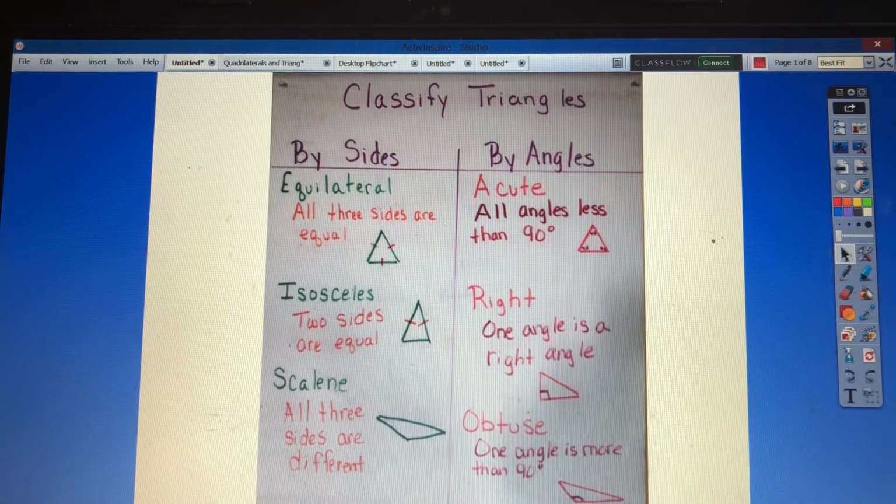Every triangle we can give it two names. One based on the measurement of the sides, and one based on the measurement of the angles. So we have our three types. We have equilateral, isosceles, and scalene. And you'll notice on these triangles here, these little tally marks show you which ones are equivalent. So sometimes they'll do that instead of putting a number in. And then we have our angles by acute, right, and obtuse.